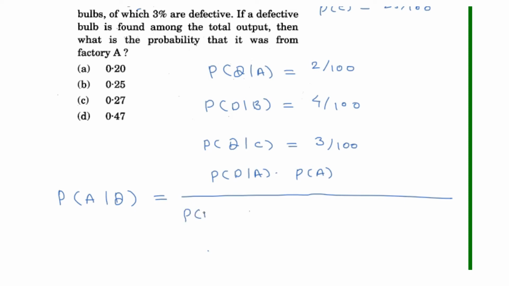So it will be probability of D given A into probability of A, plus probability of D given B into probability of B, plus probability of D given C into probability of C, right?